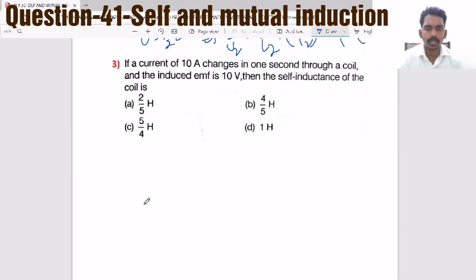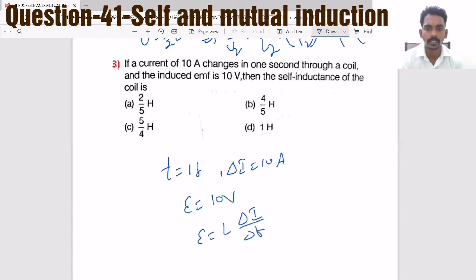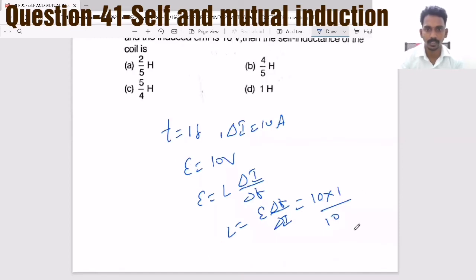Now one more question: if a current of 10 ampere changes in 1 second, so time is 1 second and current changes by 10 ampere, and the induced EMF is 10 volt, then find the self-inductance. Epsilon equals L delta I by delta T. So L equals epsilon delta T by delta I. So epsilon is 10, delta T is 1, delta I is 10. So the answer is 1 Henry.